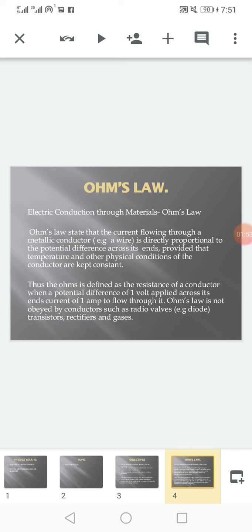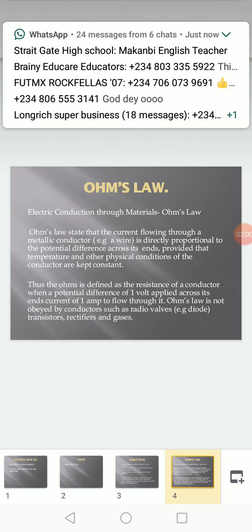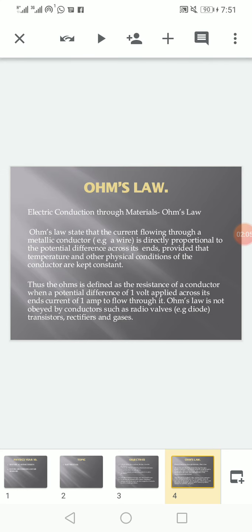Now, what does Ohm's law mean? Ohm's law states that the current flowing through a metallic conductor, e.g. wire, is directly proportional to the potential difference between its ends, provided that temperature and other physical conditions of the conductor are constant. Again, Ohm's law states that the current flowing through a metallic conductor is directly proportional to the potential difference across its ends, provided that temperature and other physical conditions of the conductor are kept constant.